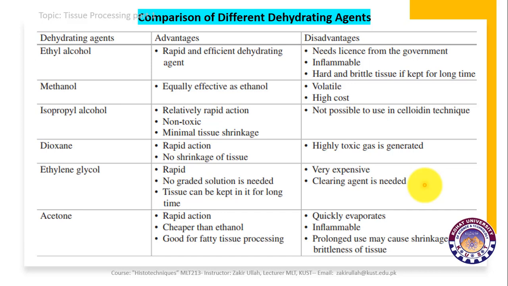Acetone may also be used because of its rapid action, it is cheaper and good for fatty tissue processing. The issue with acetone is that it quickly evaporates and it is inflammable, and prolonged use may cause shrinkage and brittleness of the tissue.